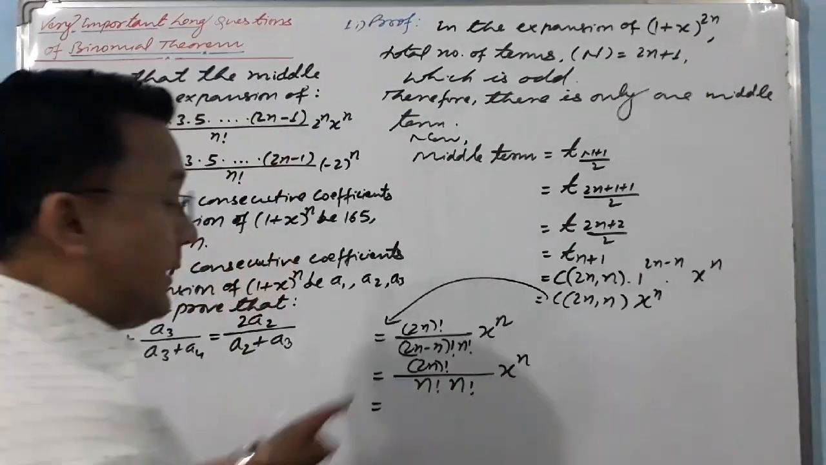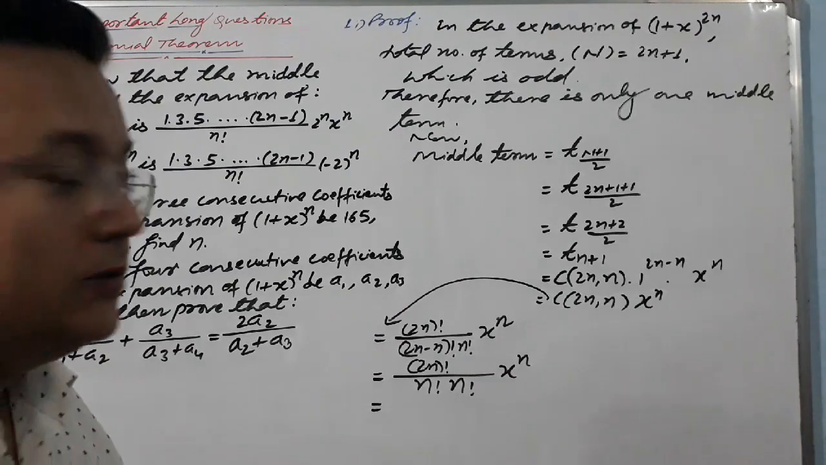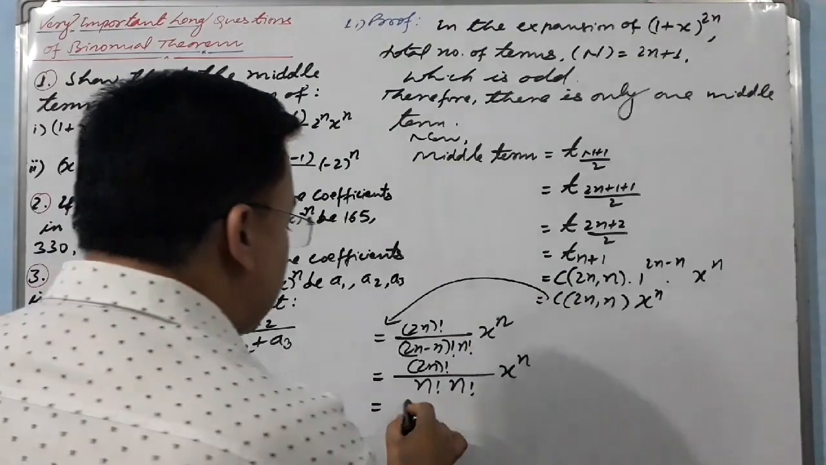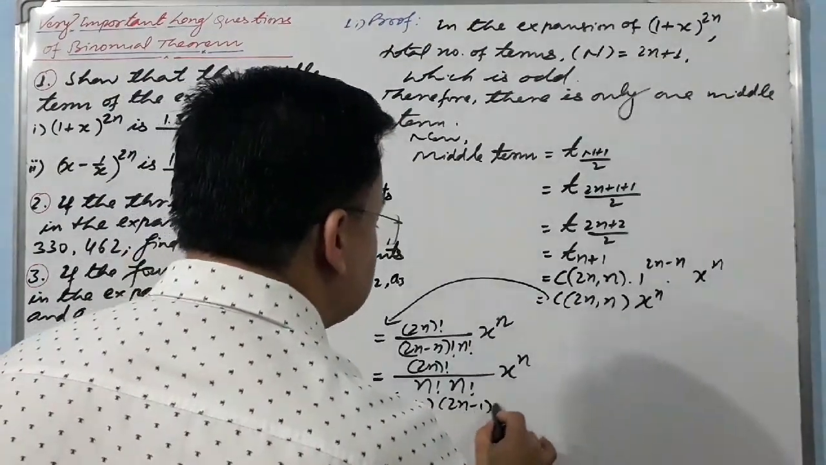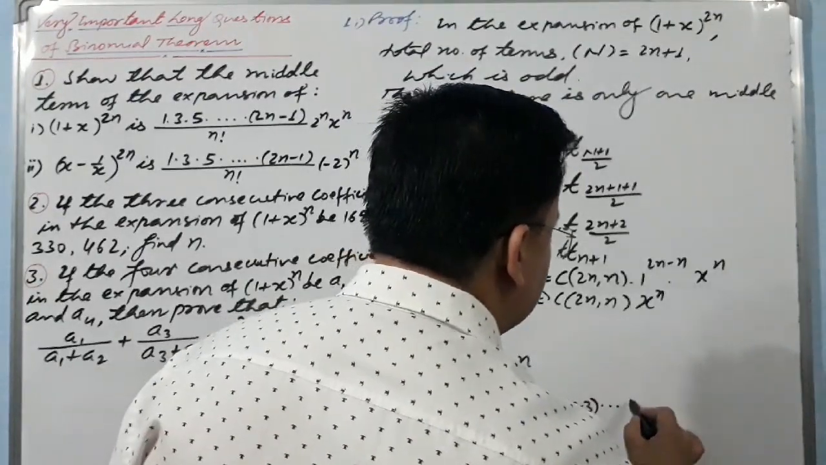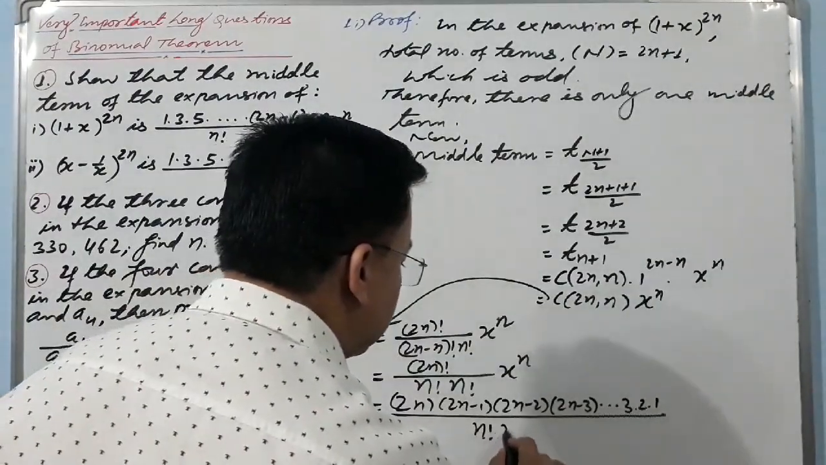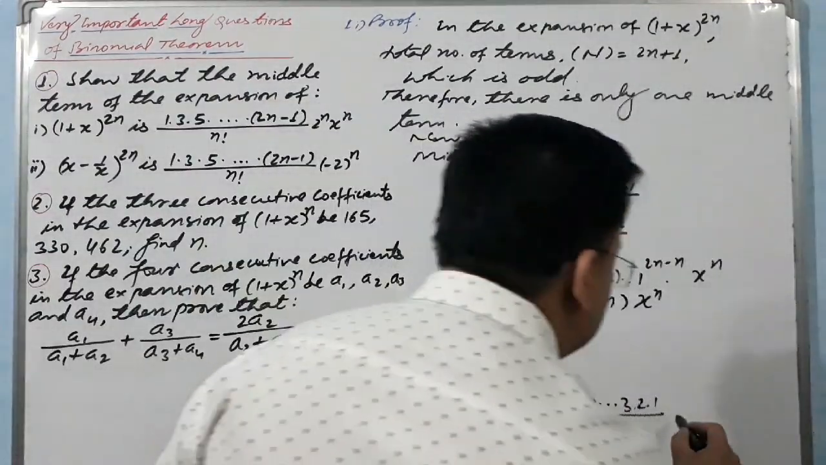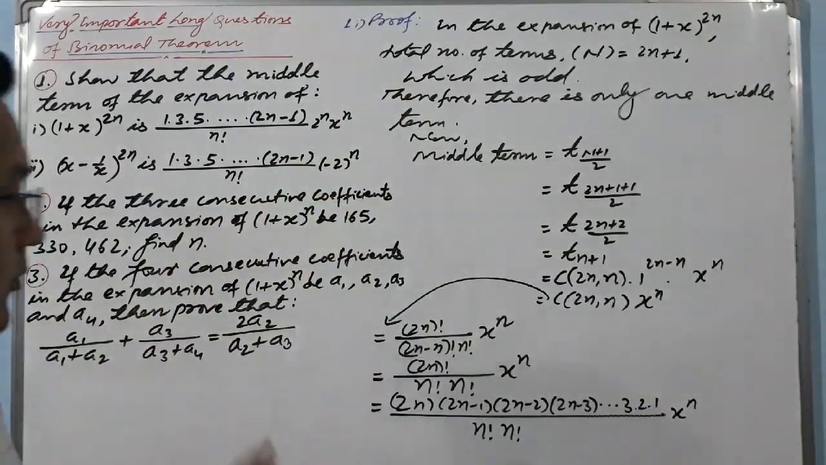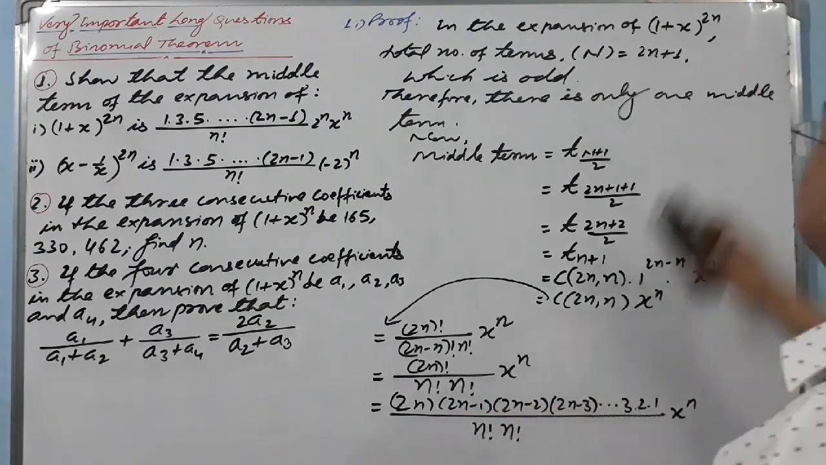And then you need to expand the factorial. As we know, n factorial is equal to n, n minus 1, n minus 2, n minus 3, and so on, dot dot dot, down to 3, 2, 1. Here also you are going to get it in the same way. 2n factorial we can write as 2n, 2n minus 1, 2n minus 2, 2n minus 3, and dot dot dot, down to 3, 2, 1, whole upon n factorial times n factorial. I think you understood how to write it down; I have just applied the factorial.